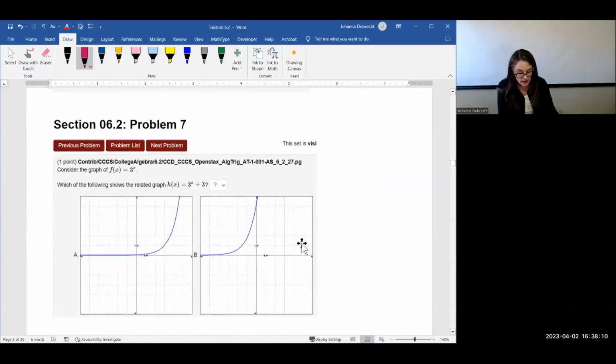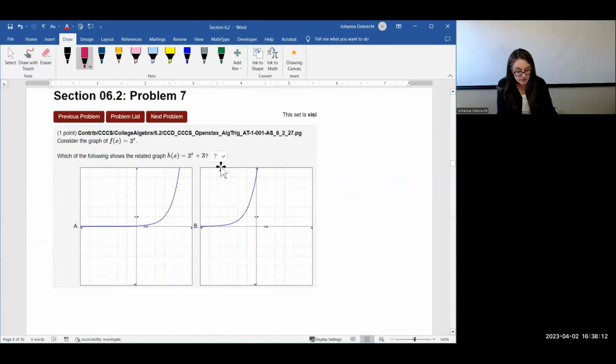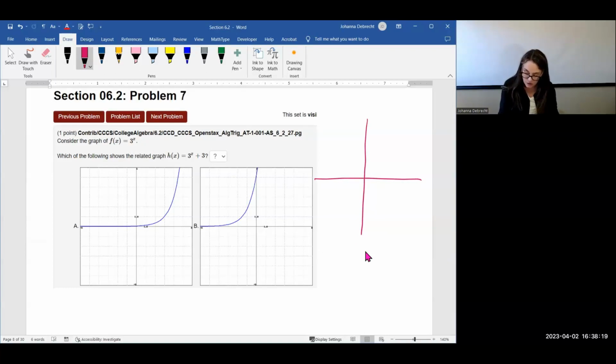All right. Now let's take a look at problem 7. We have the graph 3 to the x. Now remember that the graph of 3 to the x is going to cross the y-axis at 0, 1. And when x is 1, y is going to be 3. And when x is 2, y is going to be 9. This is going to be up here. And when it's at -1, it's going to be at 1/3, and then it's going to be at 1/9.